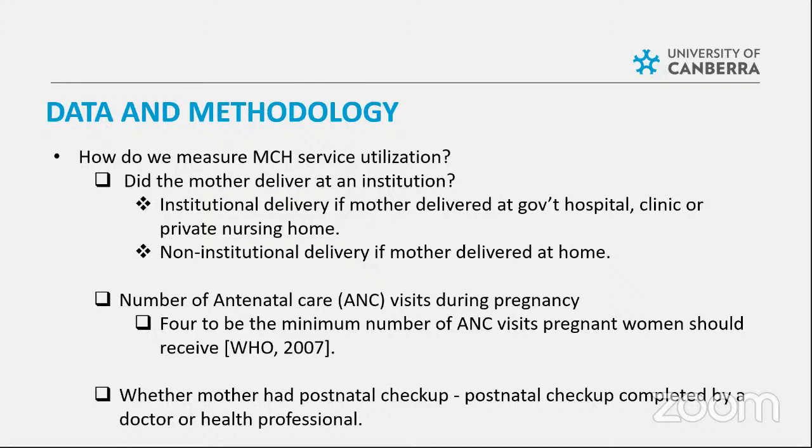The third indicator we used was whether the mother had postnatal checkups for herself and for her child. A postnatal check involves systematic review of the health of the mother and the baby, and obviously provision of appropriate advice to the mother. Having had a postnatal checkup completed by, let's say, a doctor or health professional was considered an appropriate indicator of MCH service utilization in our study.